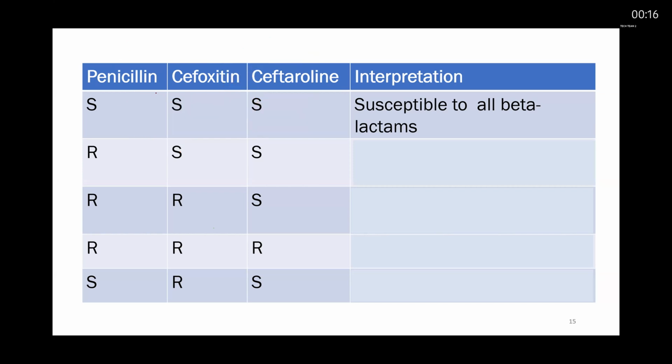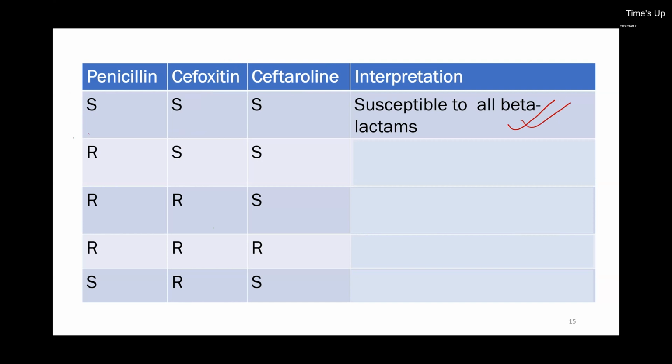What about cefoxitin or oxacillin? It predicts the susceptibility of penicillinase stable penicillins, BL-BLI combinations, carbapenems, and oral and parenteral cephems. What about ceftaroline? Ceftaroline should be additionally tested in cases of MRSA. If everything is susceptible, I can say that my Staph is susceptible to everything.